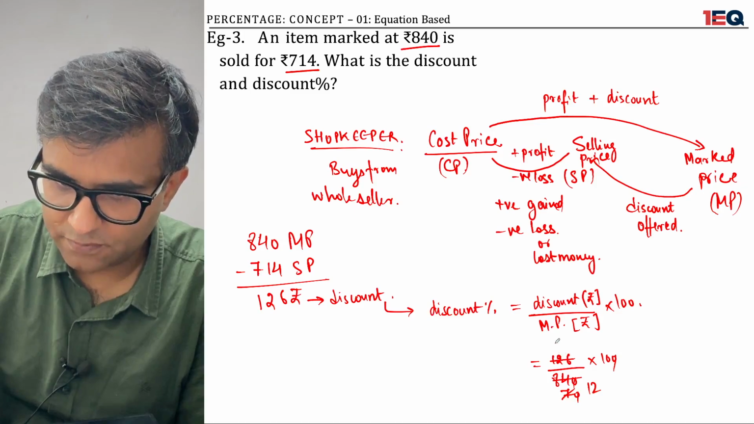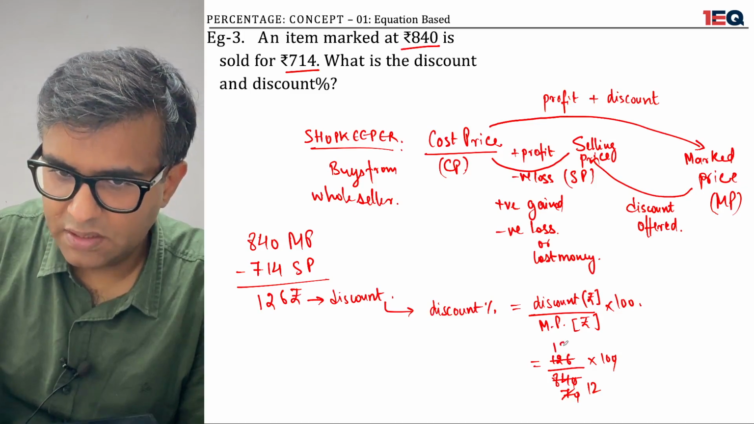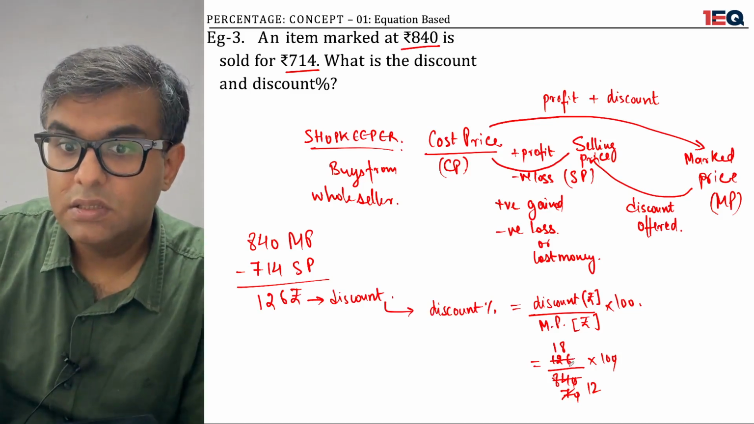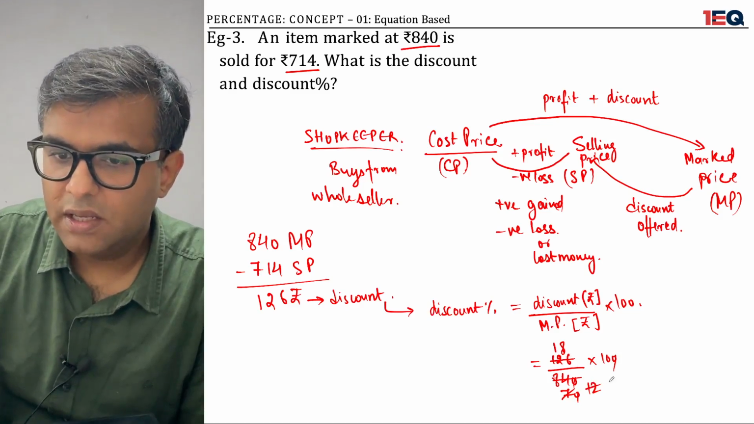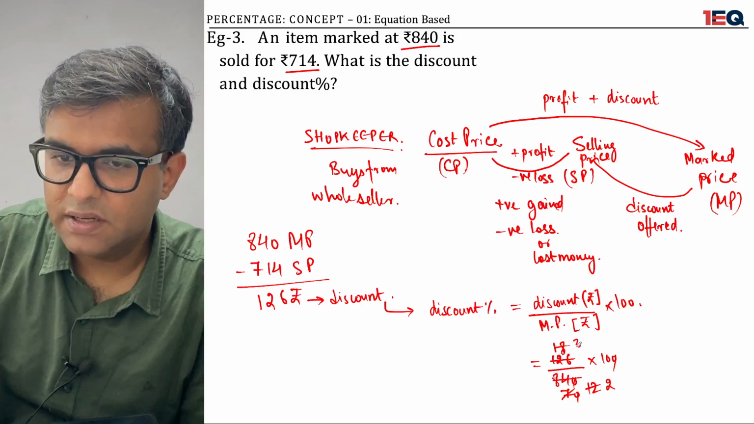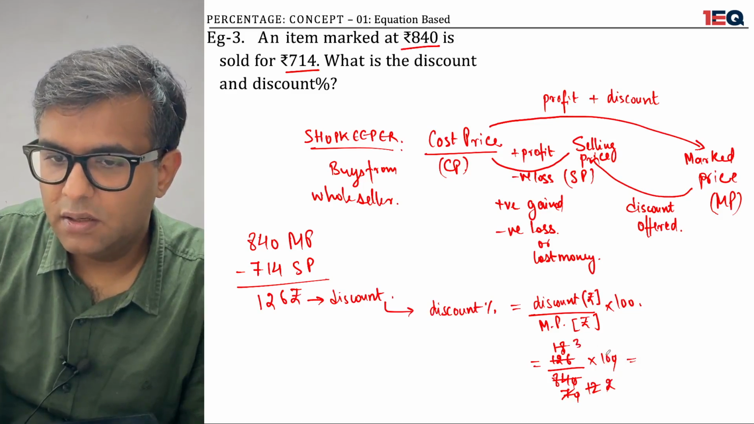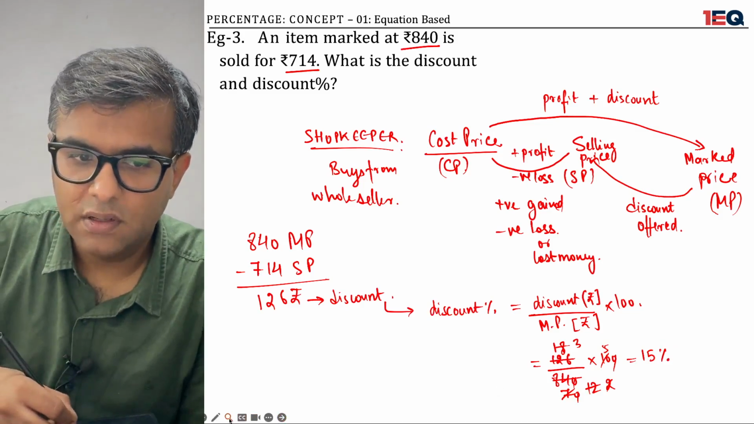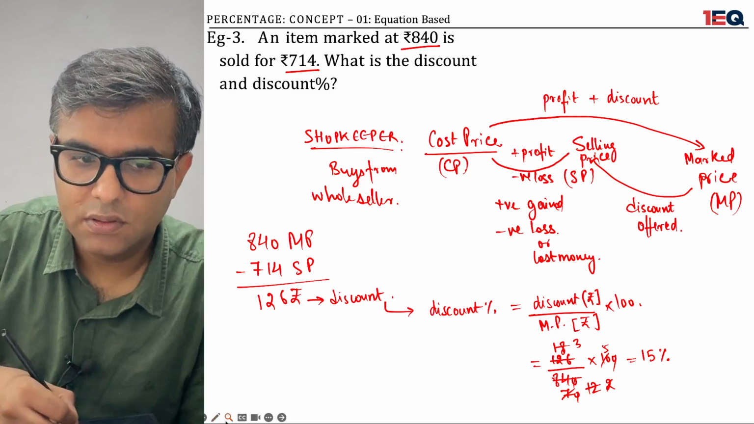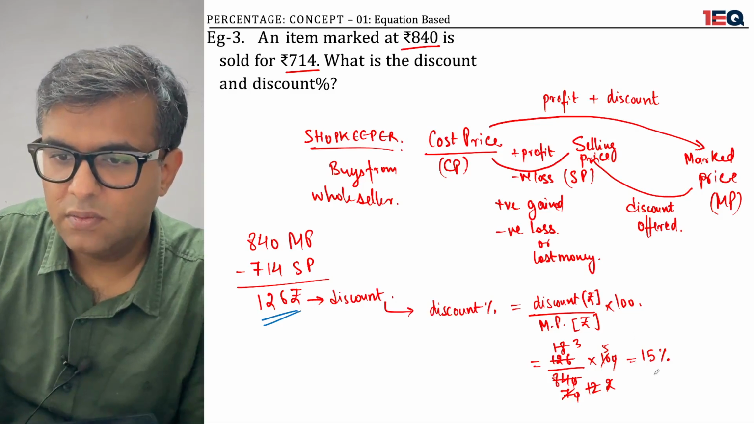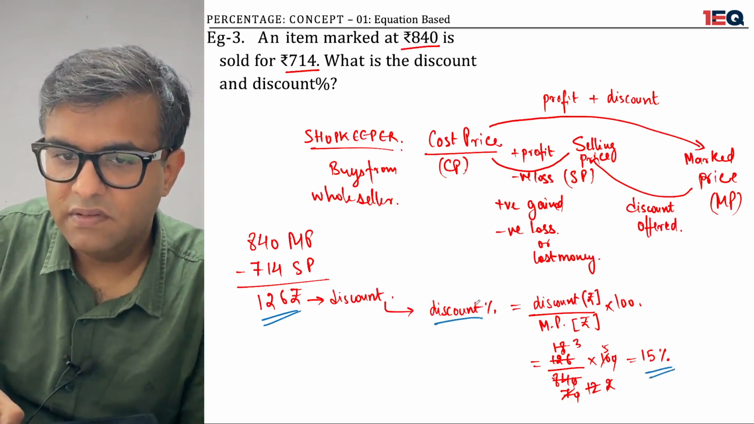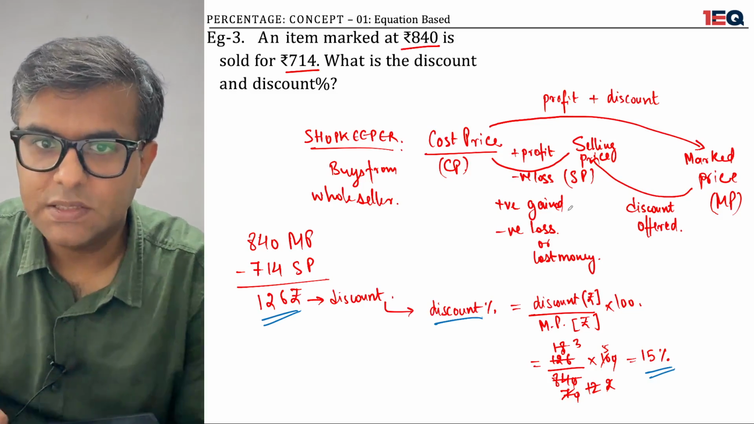7 12s are 84. 7 1s are 7. 7 8s are 56. Again, 6 2s are 12 and 6 3s are 18. This is 30. 2 5s are 10. 5 3s are 15. So 15% is our discount percentage. This is the discount, this is the discount percentage, and we have reached our final question.